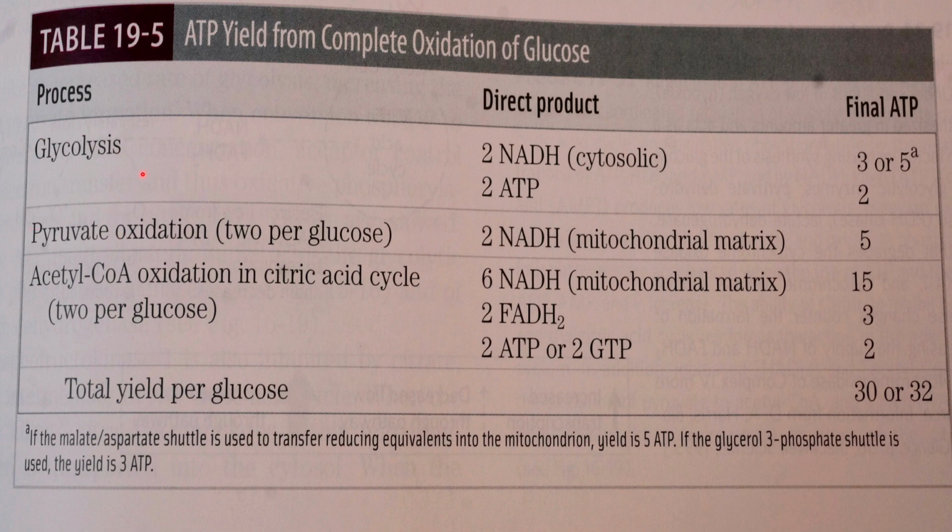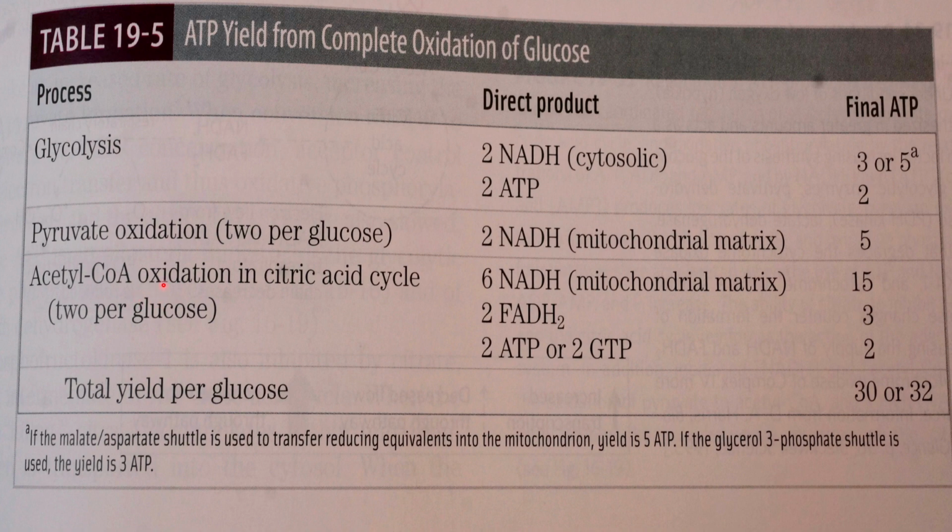So again, going back to this, with glycolysis you get 2 cytosolic NADHs and 2 ATPs, and you get either 3 or 5 final ATPs from glycolysis. If the malate-aspartate shuttle is used, then you get 5 ATPs. If glycerol 3-phosphate is used, the yield is 3 ATPs. And then pyruvate oxidation: you have 2 pyruvates per glucose. You get 2 NADHs from that. That yield is 2.5 each.